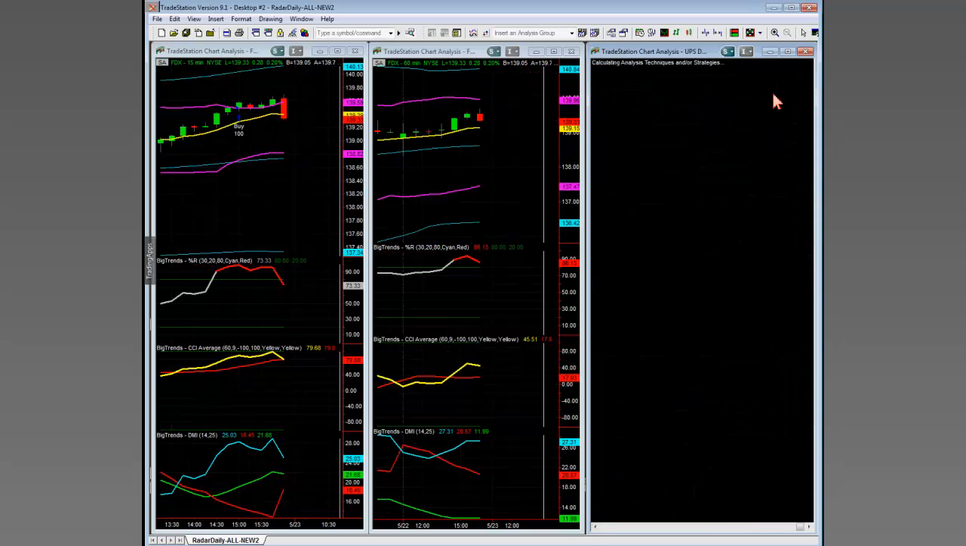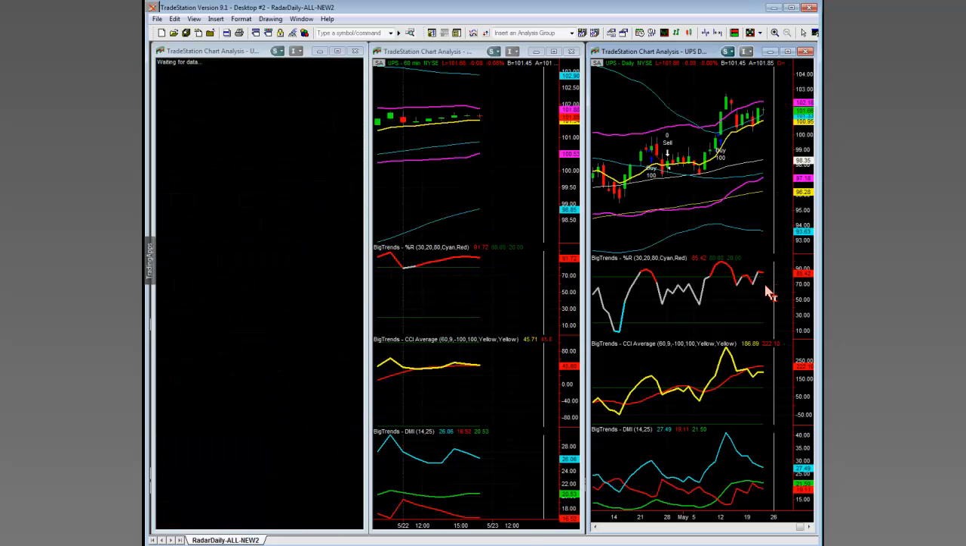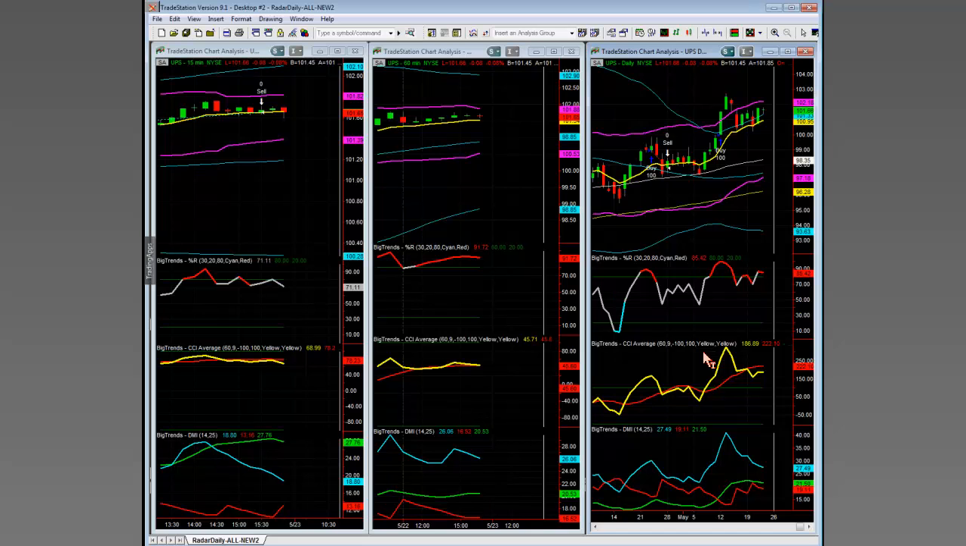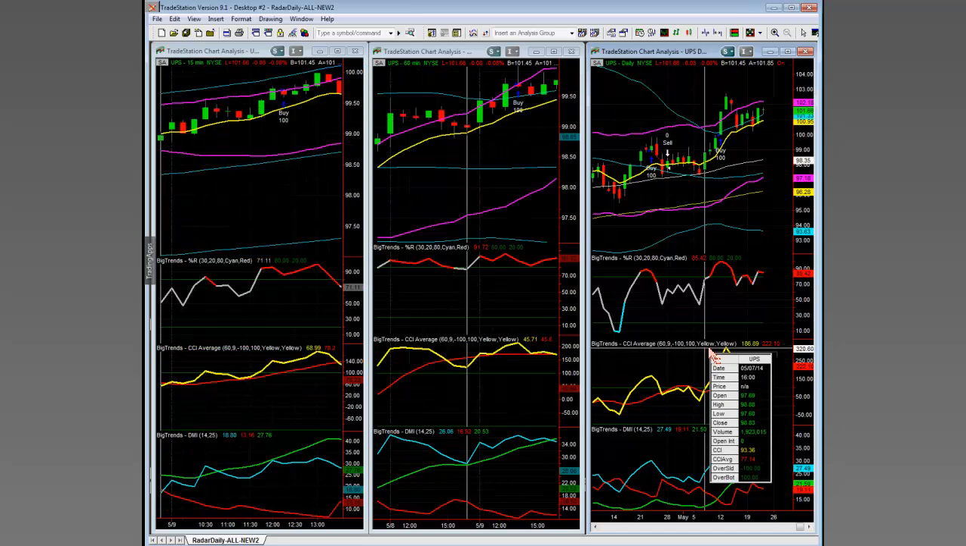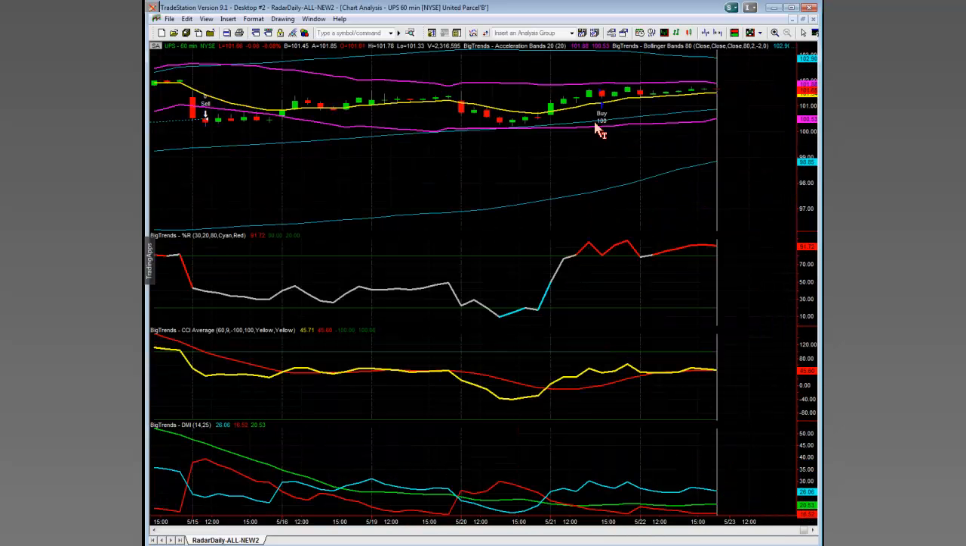So if I compare that to UPS, among those two transport companies, UPS looks quite a bit better on the daily chart. It broke out on %R. It broke out above these long-term Bollinger Bands. It's been holding right into those. And the CCI, Commodity Channel Index, also is a nice breakout there. So UPS is one that I've been watching.